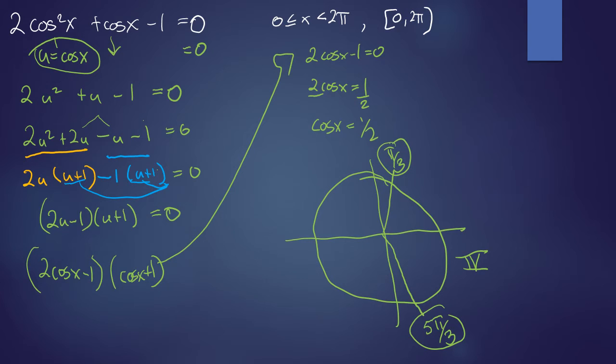We're going to take our next factor and set it equal to 0. So we get cosine of x plus 1 equals 0. If we subtract 1 from both sides, we get that cosine equals negative 1. Cosine equals negative 1 at pi. So our answers are x equals pi over 3, pi, and 5 pi over 3.